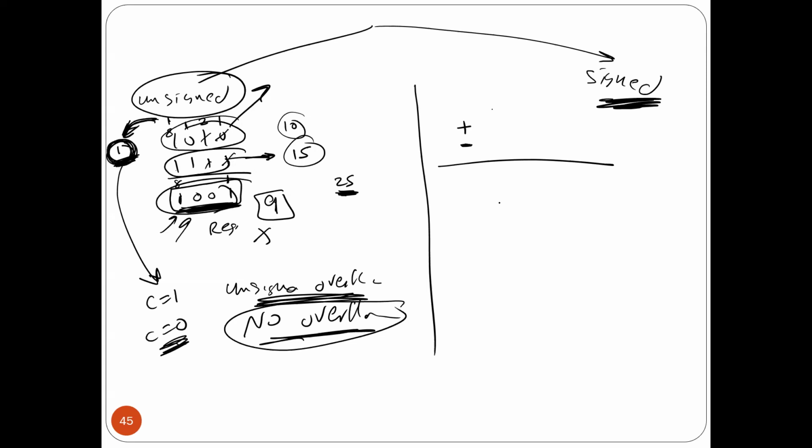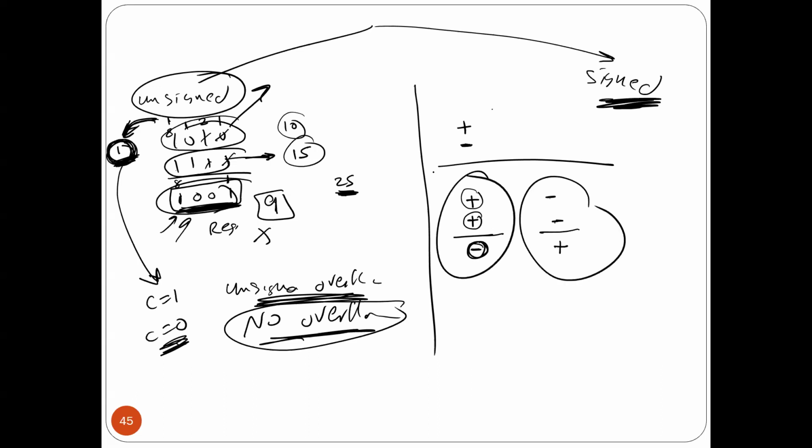Overflow may happen when you add positive to positive or negative to negative. So the easy approach I'm going to tell you is: if you add a positive number to a positive number and you find the result is a negative number, or if you add negative to negative and you find the result is a positive number, these are the only two cases that can make overflow.